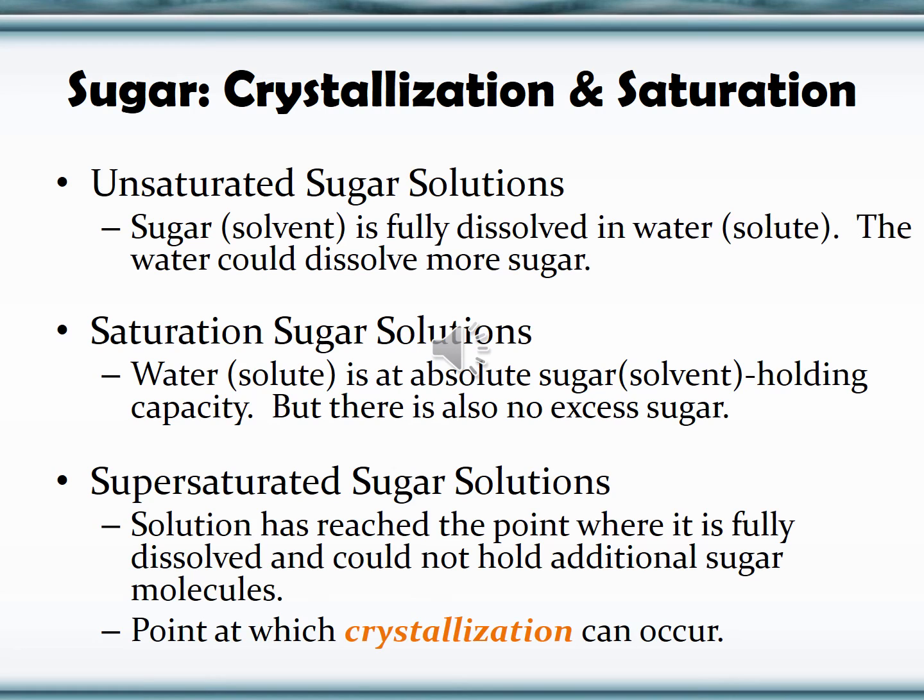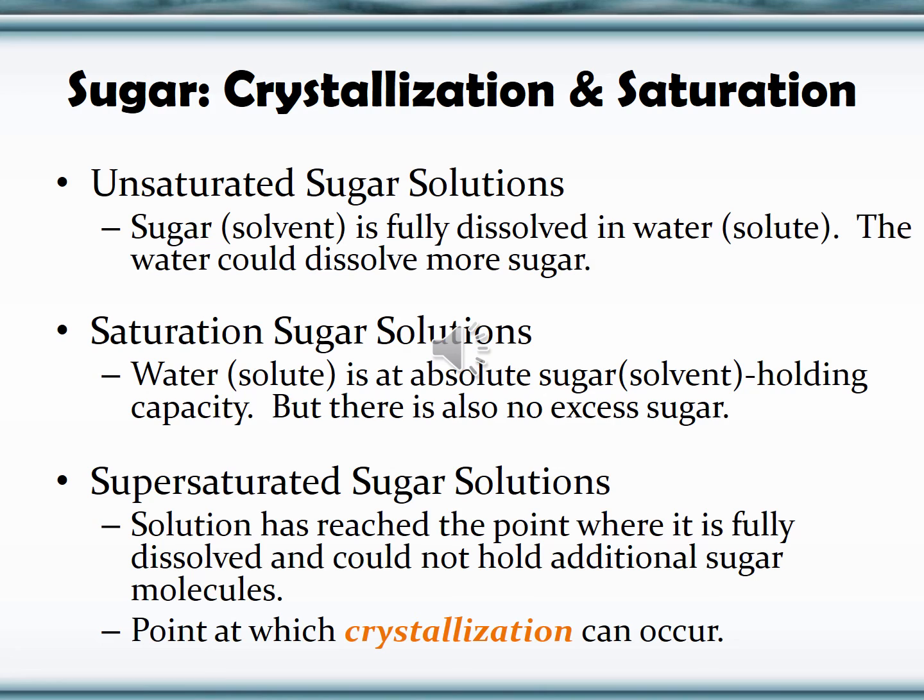Saturated is the perfect middle ground. This means that we have figured out exactly how much of the sugar should be put into the water to perfectly mix. This means that we will see a clear solution, but if we added one more tiny particle of the solvent, it would not dissolve. It would simply sink to the bottom. And this describes a supersaturated solution.